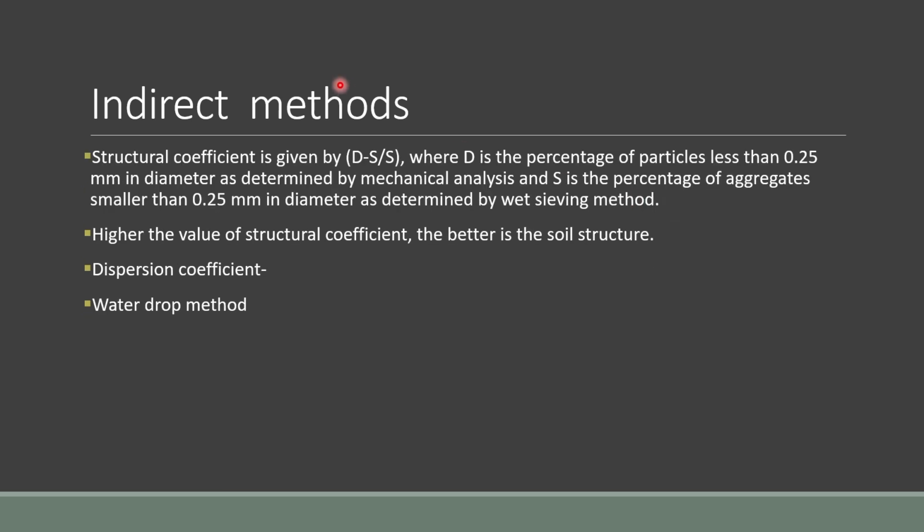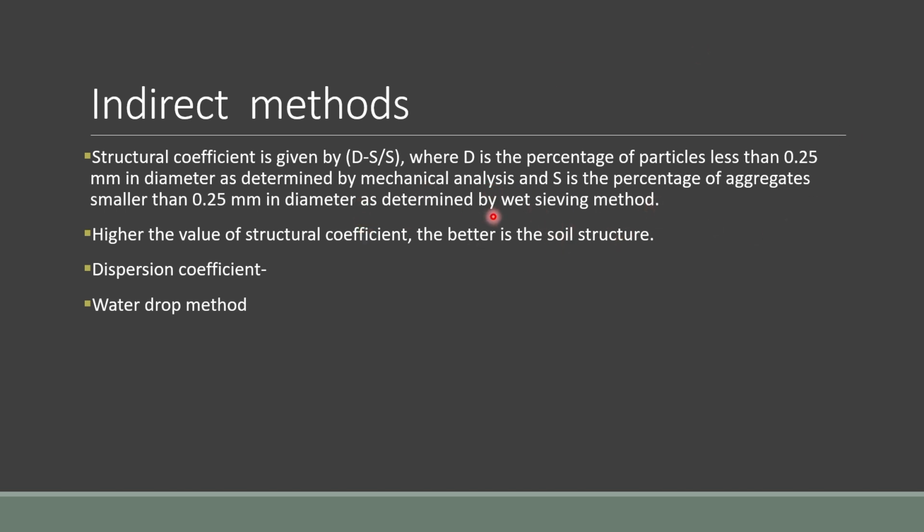Then the next index is the structural coefficient. It is given by (d minus s) divided by s, where d is the percentage of particles less than 0.25 millimeter in diameter as determined by the mechanical analysis, and s is the percentage of aggregates smaller than 0.25 millimeter in diameter as determined by the wet sieving method. We will see what the wet sieving method is later.